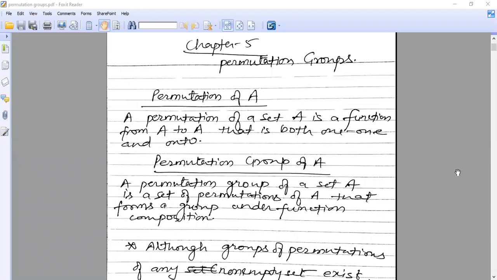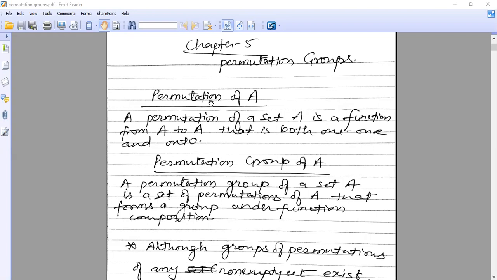Hello friends, in this lecture we are going to start chapter 5 and it is about permutation groups. So permutation is defined on a set. Suppose you have a set A, then you take all one-to-one functions defined from set A to itself, then that set forms a group under function composition and that group is called the permutation group defined on that set. So let us see this.